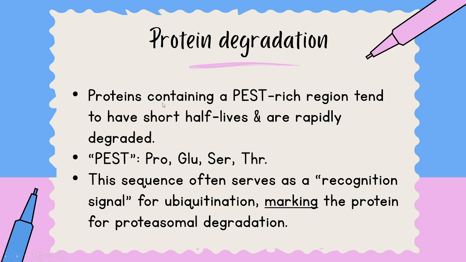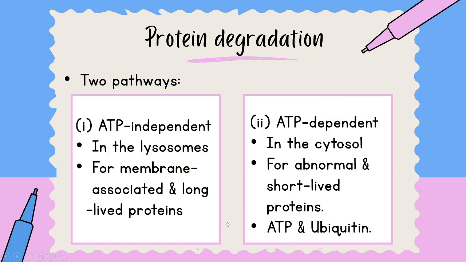An important fact to remember here is that proteins that contain a PEST-rich region, which refers to proline, glutamate, serine, threonine, tend to have short half-lives and are more rapidly degraded. Why? Because this sequence or motif often serves as the recognition signal that marks the protein for degradation. So a protein that has this sequence will be ubiquitinated, and it will be destined for proteasomal degradation.